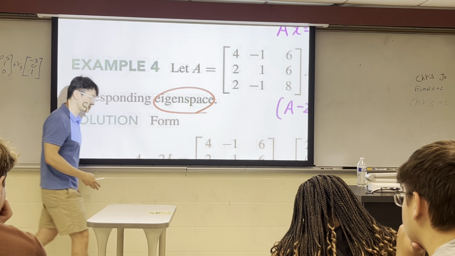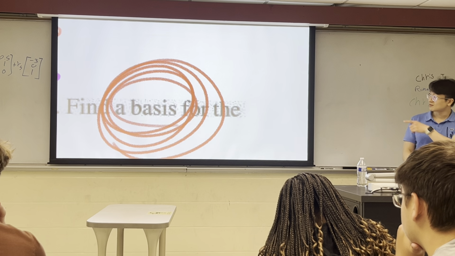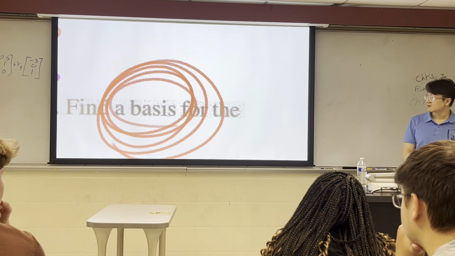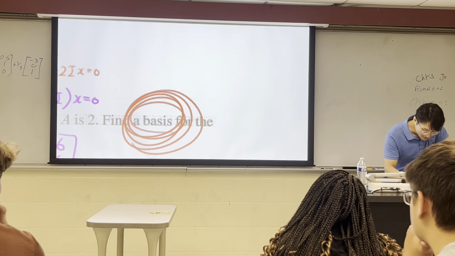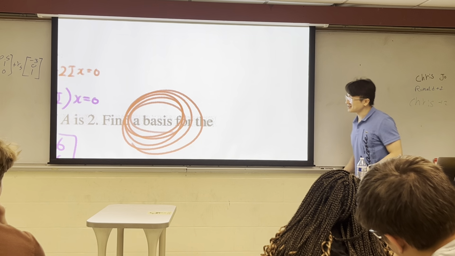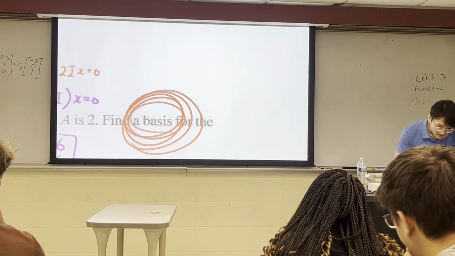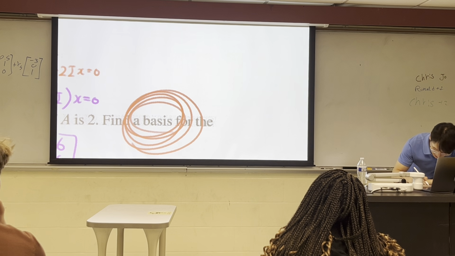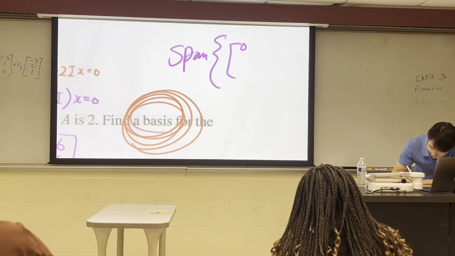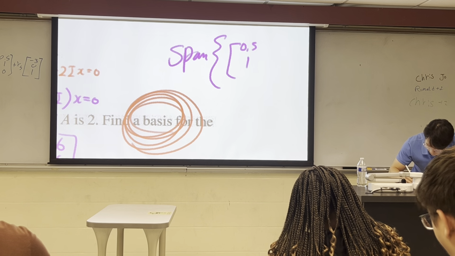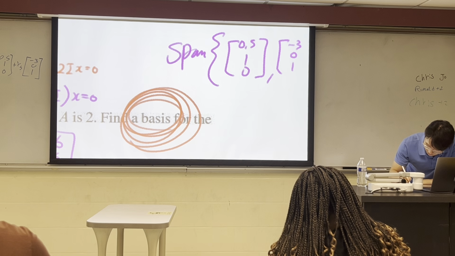Understand. Next question. What is the basis of the space? What is the definition of basis? So this basis is only these two. How do you write this? The span of those two vectors, right? 5, 1, 0, and negative 3, 0, 1.